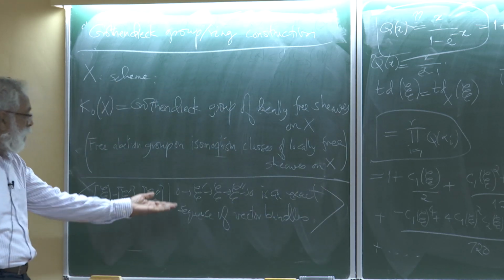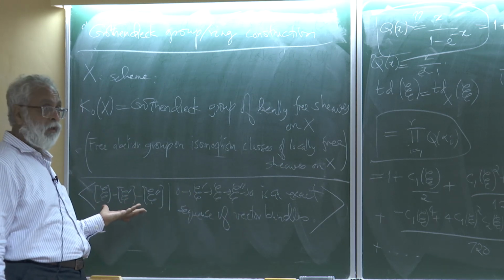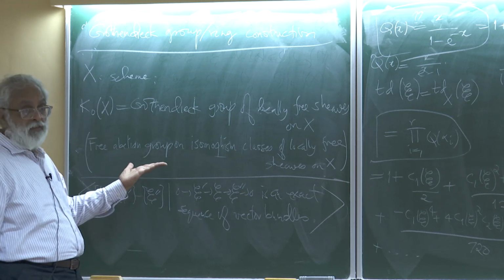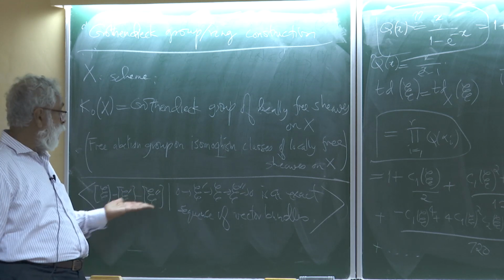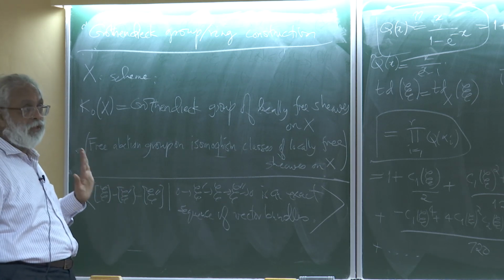So take all possible exact sequences of vector bundles. For each such sequence, write down an expression: the middle one minus the sum of the other two. Each of these elements lives in the free abelian group. So I can take the group generated by it inside the free abelian group, and I can form the quotient group. That is called the Grothendieck group of vector bundles.